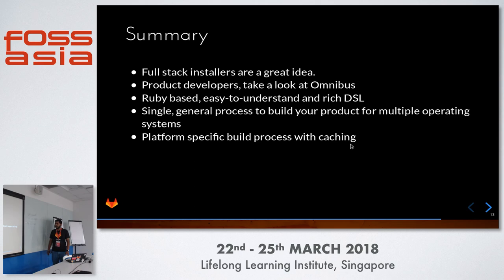So to summarize the talk, full stack installers are still a great idea because they provide a familiar workflow for the SysOps guys, all the operations guys. So if you are a product developer, do take a look at this idea, because it can be an easy way to ship your product to different users. It's a Ruby based, easy to understand and rich DSL. It is almost like plain English, and you can simply read and understand from the context what it means. The third one is there's a single general process for all your operating system needs, like for Debian, for Fedora, for Red Hat, anything. You can use the same code base and the same process, and Omnibus will take care of the rest. And you get a platform specific build process with caching and these advanced features like GPG signing or automatic publishing and all.